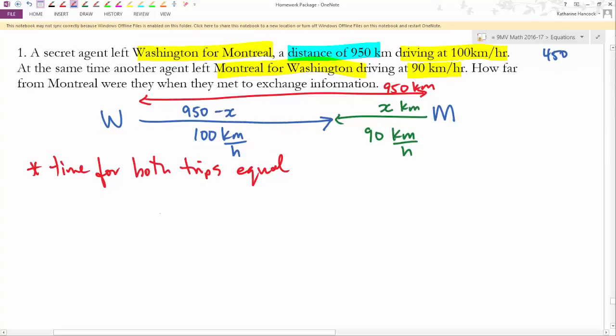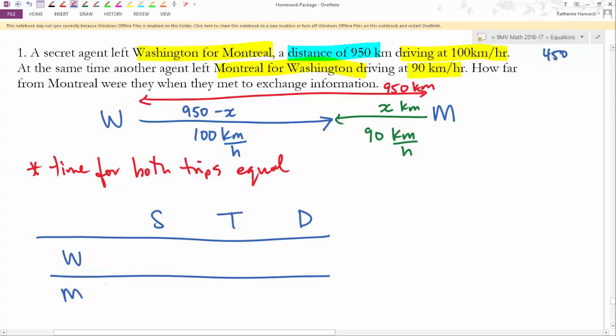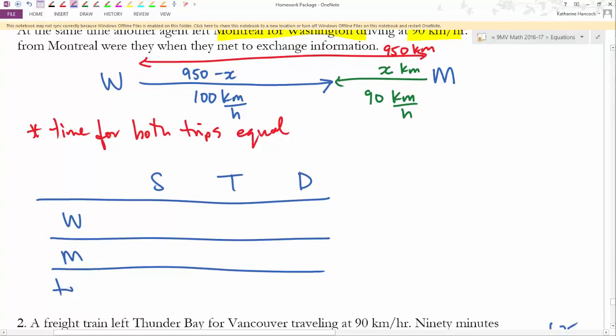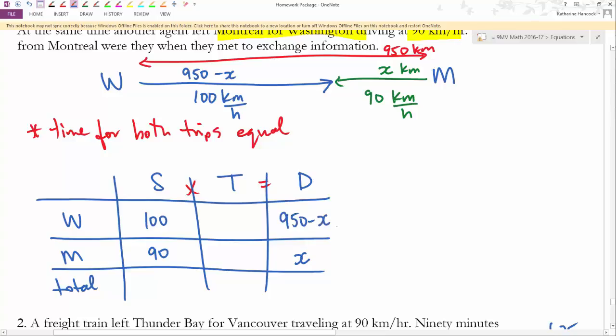So I'm going to have speed, time, and distance, S, T, D, for my Washington spy, for my Montreal spy, and then probably have a total as well. Speed times time equals distance. Let's fill in what we know. Speed of the Washington spy was 100. Montreal spy was 90. The distance of the Montreal spy, that was x. Distance of the Washington spy is going to be 950 minus x.